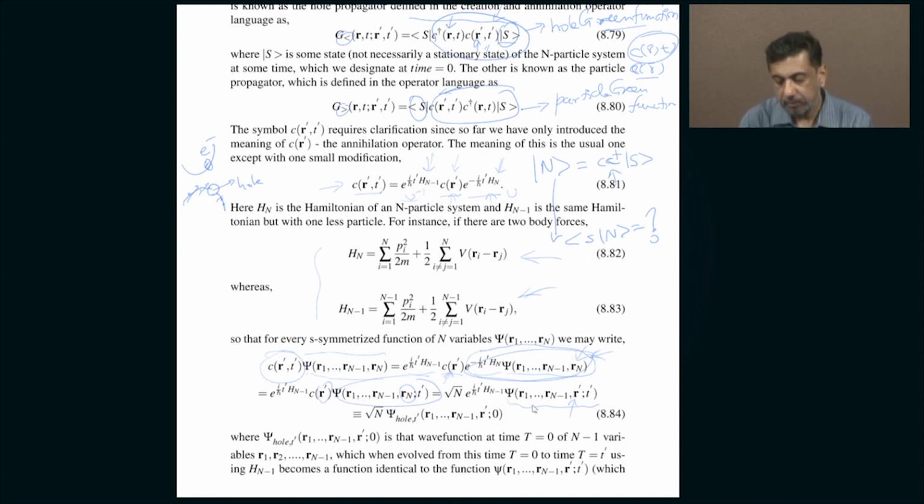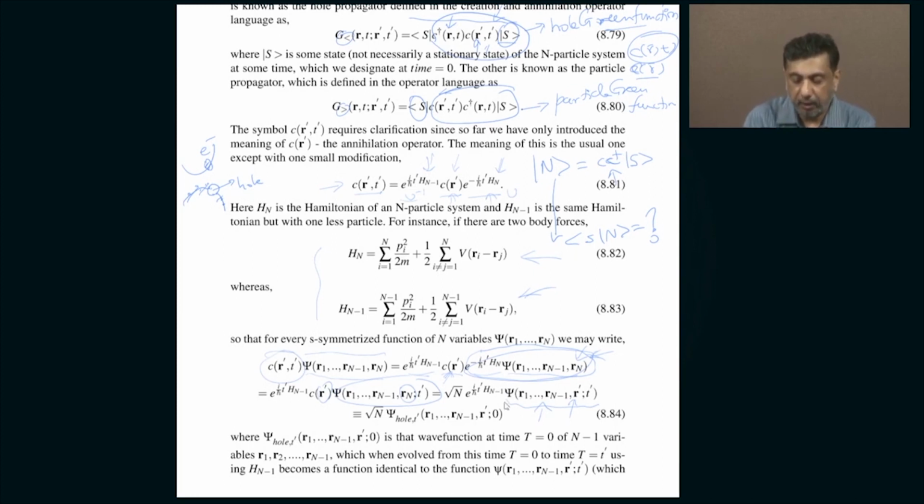Now, what I am supposed to do, you see, now you stare at this. What is this wave function? It is a wave function with one fewer particle. That means it had n particles to begin with, but it has one fewer particle now.